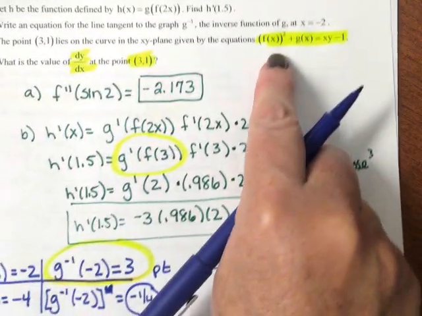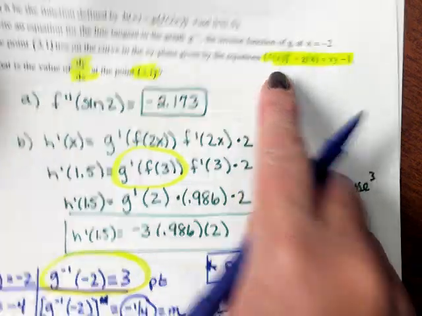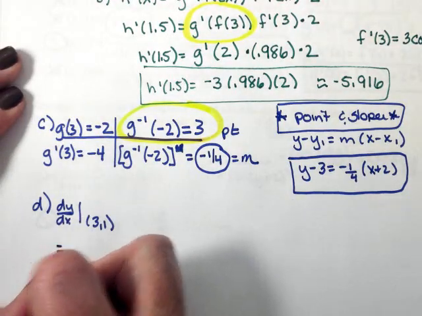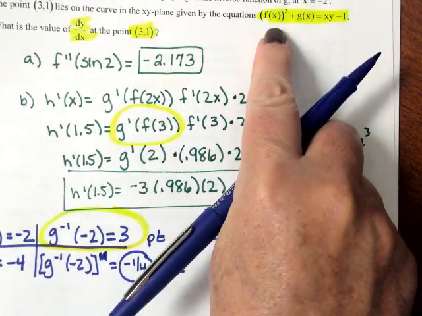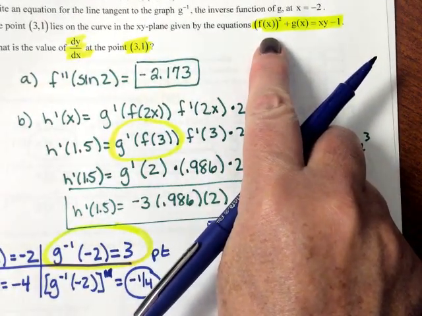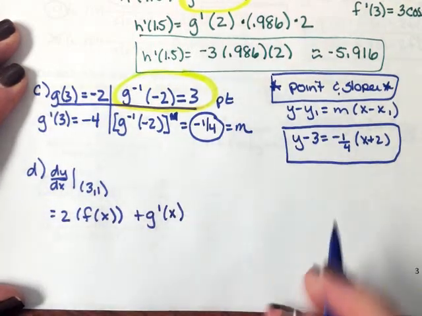So first of all, when I take the derivative of the quantity f of x squared, I'm going to have to apply my chain rule. So this is going to be 2 times f of x. So that's the derivative of the f of x quantity squared, plus g of x. So that's just going to be plus my g prime of x.